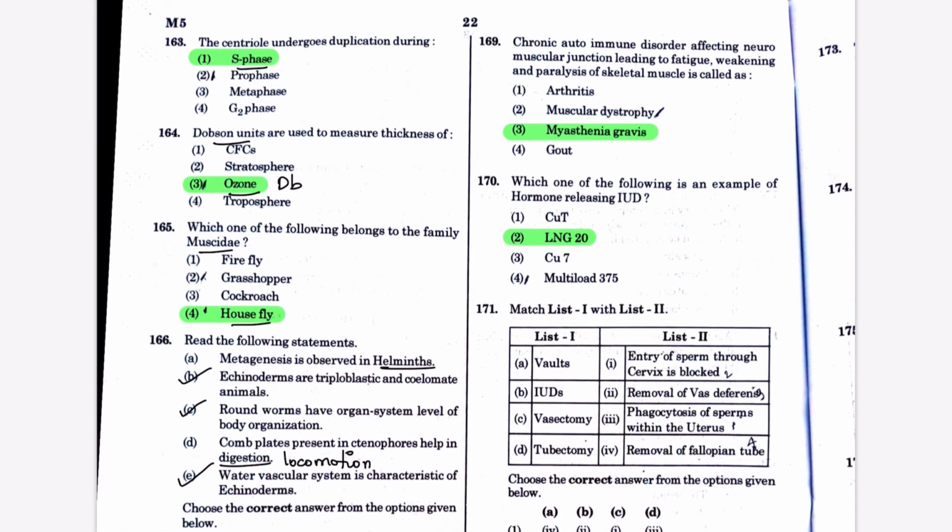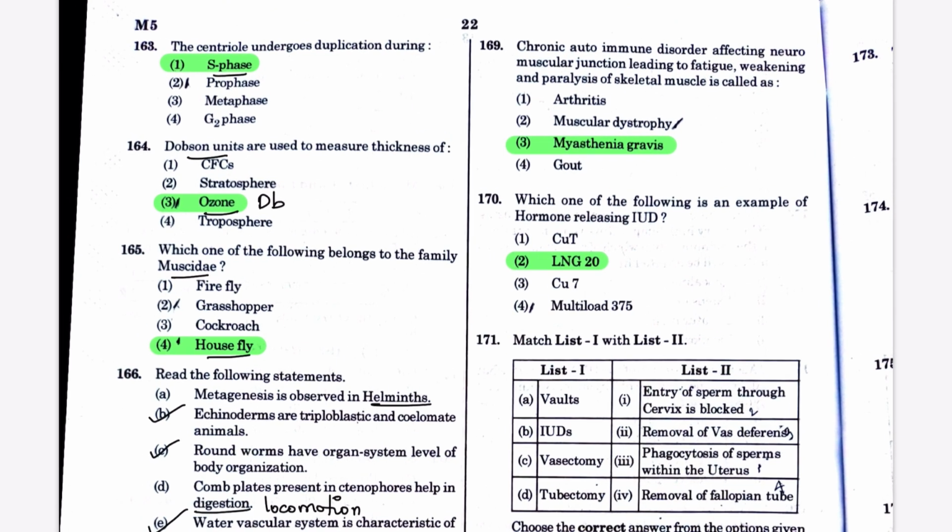Okay, right. So chronic autoimmune disorder affecting the neuromuscular junction leading to fatigue, weakening and paralysis of skeletal muscle is called as. Okay, so it is affecting the neuromuscular junction. Okay, so it's an autoimmune disease, which means our own immunity is thinking that our own body cells are something from foreign agents, right? So the answer would be myasthenia gravis.